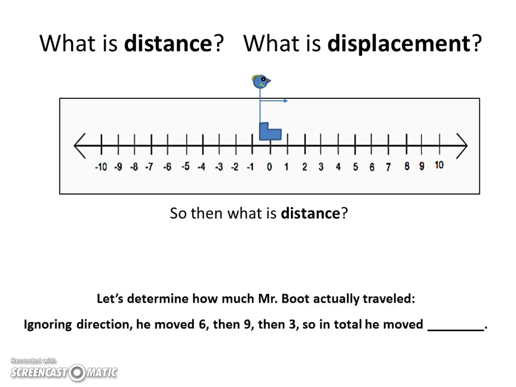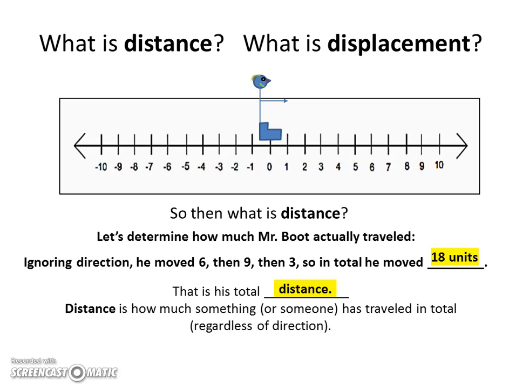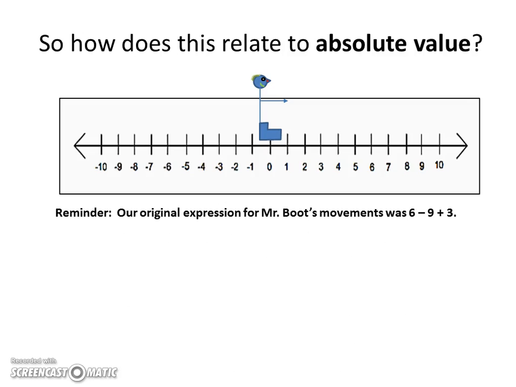So then what's distance? Well, let's determine how much Mr. Boot actually traveled. Ignoring direction, he moved 6, then 9, then 3. So in total, he moved 18 units. That is total distance. That's how much he actually moved altogether. Distance is how much something or someone has traveled in total, regardless of direction. When determining displacement, direction matters. When determining distance, it doesn't.